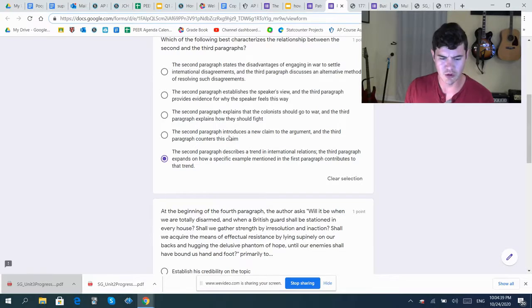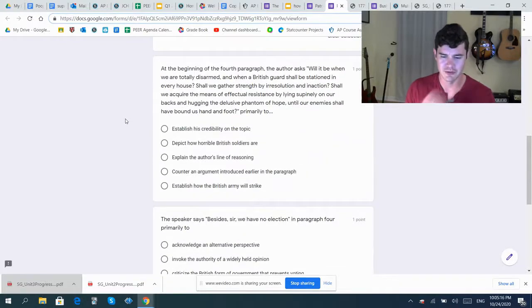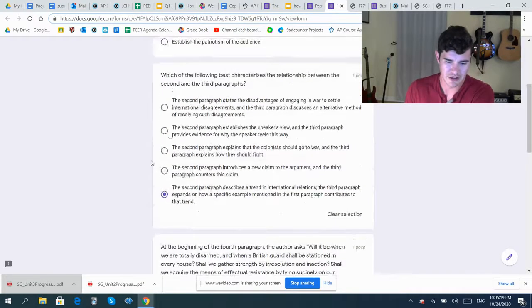Okay, so I actually borrowed a lot of these distractor questions from a released test. I modified a few of these. But the third provides counters to the claim? No, it doesn't. It's supporting the claim. The third paragraph explains how they should fight? No, not really. It's more explaining why they should fight. Third paragraph discusses an alternative method of resolving? Yeah, no. This first one you should know immediately. This isn't correct, because he's very much warmongering. He's trying to get people to go to war. All right, so we've established why the second choice was the right answer.